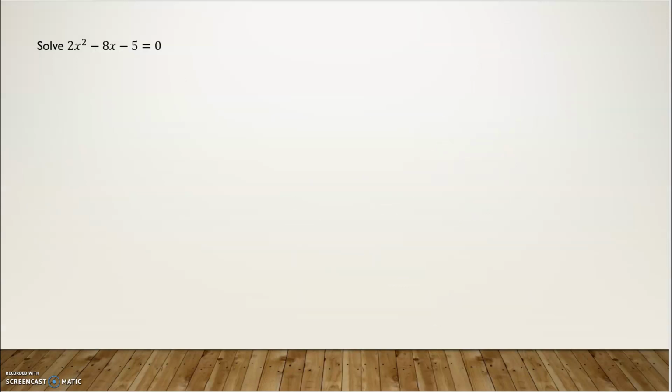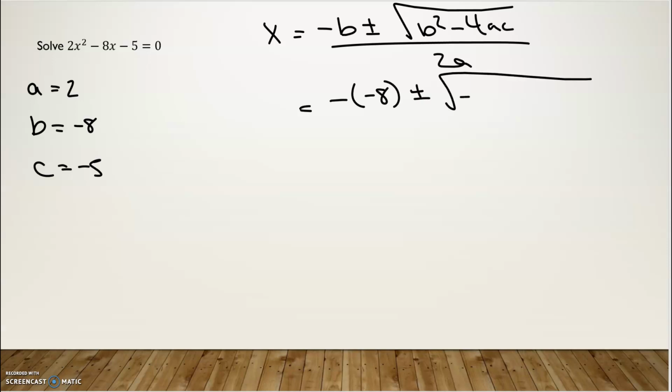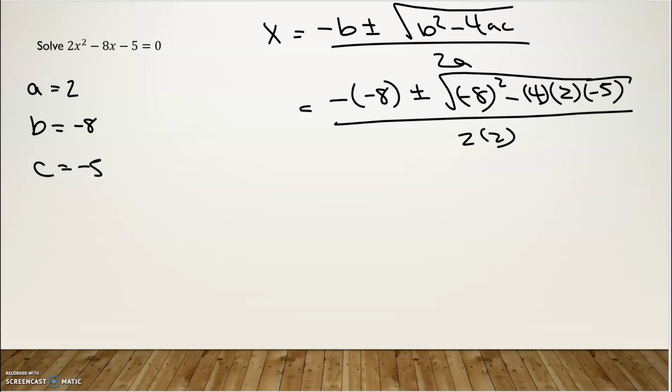Okay, so let's look at this one. It's already in standard form, so A is 2, B is negative 8, C is negative 5. Okay, so there's our quadratic formula. So negative 8 plus or minus the square root of negative 8 squared minus 4 times 2 times negative 5, all over 2 times 2.